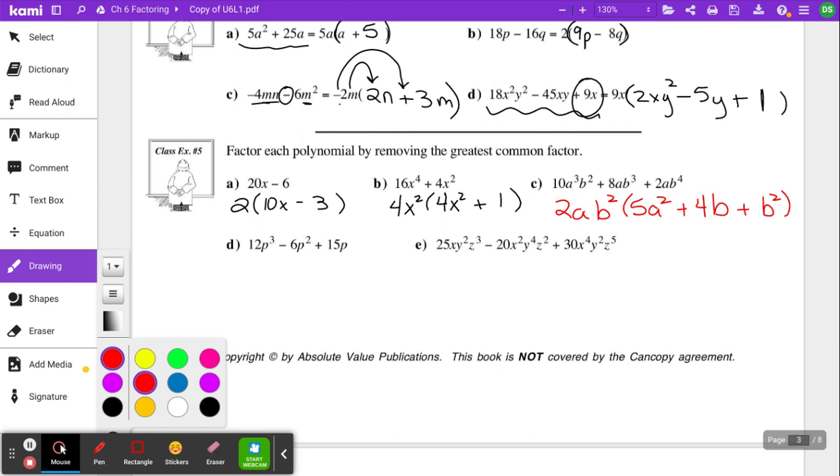It looks hard. Hannah, yes. What's common? 5. Okay? What else? X, uh-huh, and y squared, yes, and z squared. Z squared.